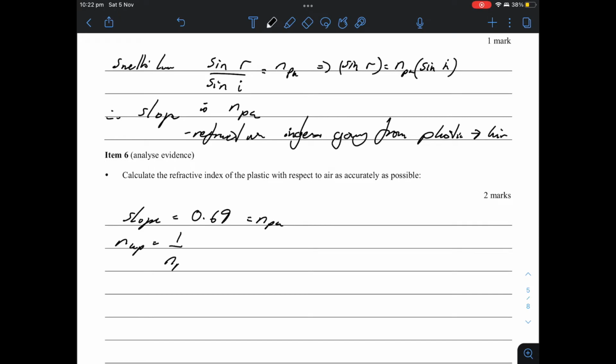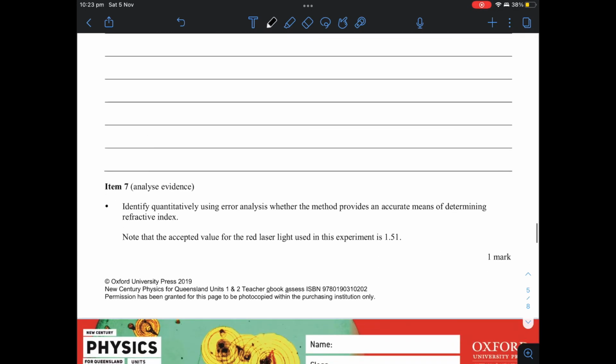which is not what we're after. We want the index going from air to plastic, right? Which is 1 over the index going from plastic to air. 1 over 0.69 is 1.45. So that's our refractive index for plastic in this room.